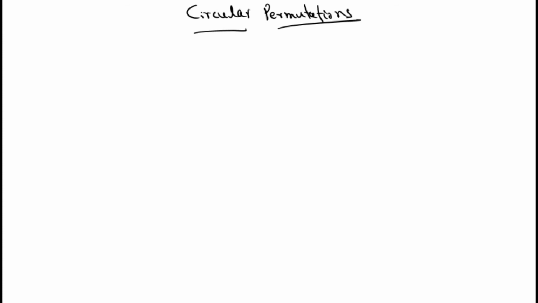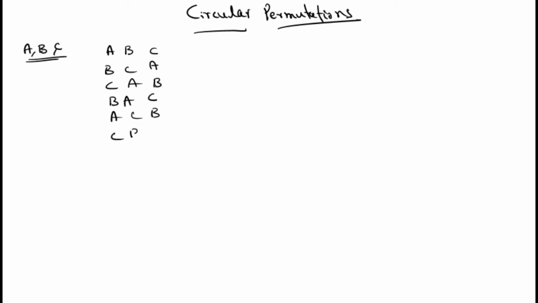Now consider three objects A, B, C. First, see the linear permutation. Arrange these three objects. Suppose A, B, C is one arrangement. Then B, C, A. Then C, A, B. Then you can do the arrangement like B, A, C. Then A, C, B. Then C, B, A. These are the possibilities available.